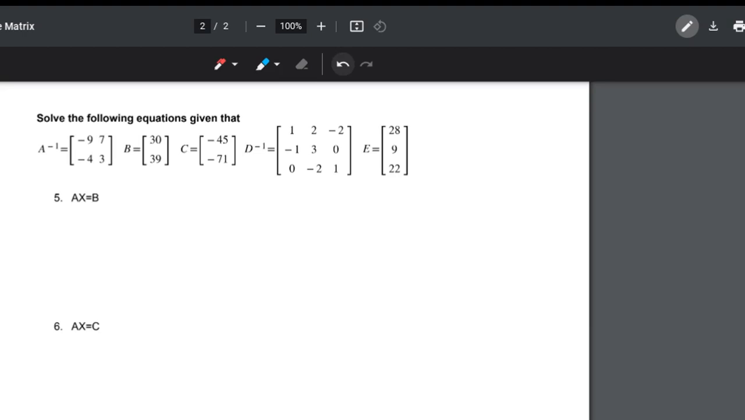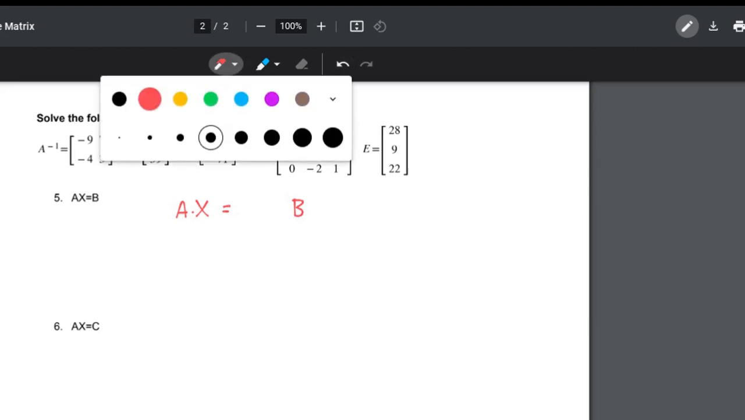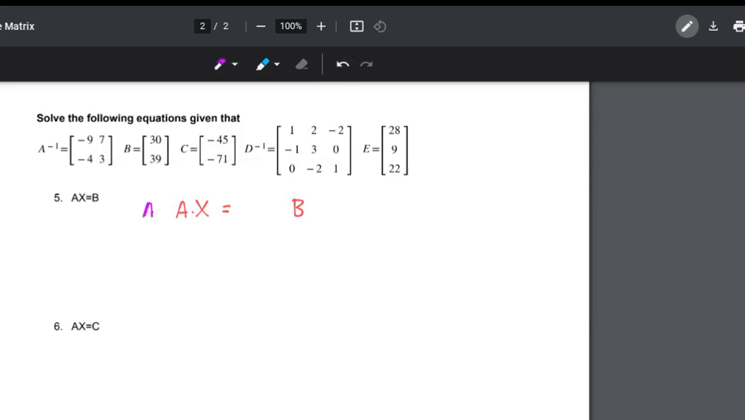So this says solve the following equations given that, and they give us 5 different matrices. So they want us to solve for x in the matrix equation. So if it was just normal variables, we would divide by a on both sides to solve for x, but we can't do that because these are matrices. So instead of dividing, what you do is you multiply by the inverse. So if I were to take my original matrix equation, a times x equals b, and I purposefully left a space there, and I multiply by the inverse of the thing I'm trying to get rid of.